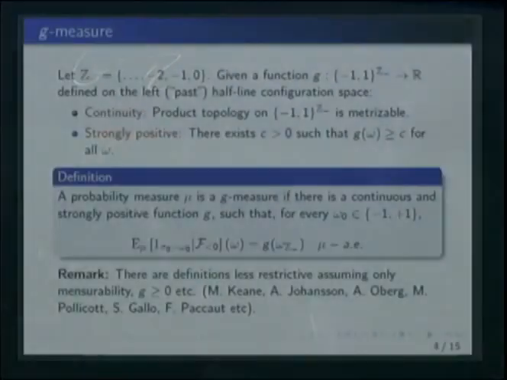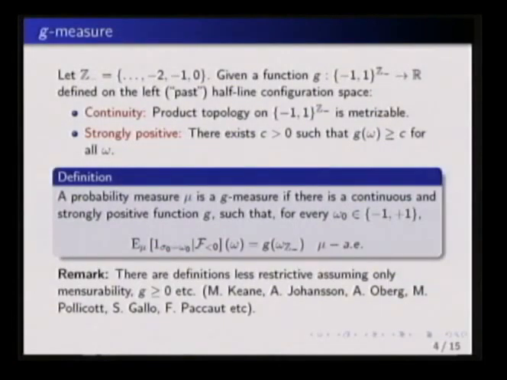Continuity can be defined in a natural way, because the product topology of {-1, 1} on the integers, in this case the non-positive set, is metrizable. And let's also say strong positivity. This means that the function g is bounded away from 0. And a G measure is just a probability measure that is continuous, strongly positive, and satisfies this equation. So this says that the probability measure is associated to this G function.